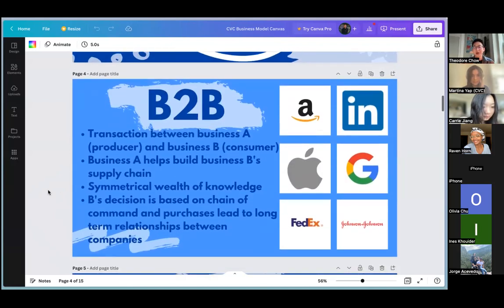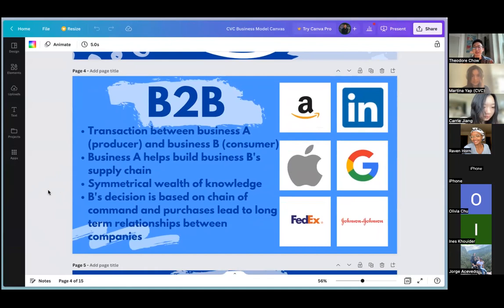So for the first one, B2B is a transaction between two businesses. If you look at the companies on the right-hand side, a lot of these are service providers, which provide tools that other businesses can use. For example, Amazon has Amazon Web Services, which hosts a lot of cloud data that a lot of businesses subscribe to in order to get access to. Apple, for example, often sells their MacBooks or desktops to businesses in order for them to be used in the workplace.